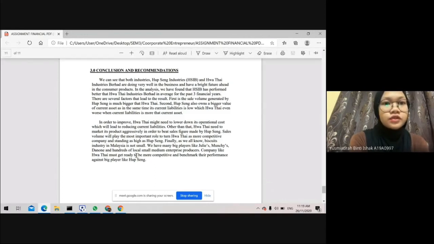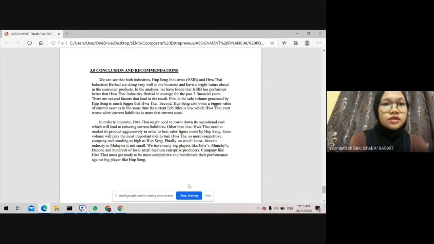First is the sales volume generated by Hubseng is much bigger than Huatai. Second, Hubseng also owns a bigger value of current assets while its current liability is low, whereas Huatai is even worse, with current liability more than current assets. In order to improve, Huatai might need to lower its operational costs, which will lead to reducing current liability. Other than that, Huatai needs to market its product aggressively in order to beat the sales figures made by Hubseng.